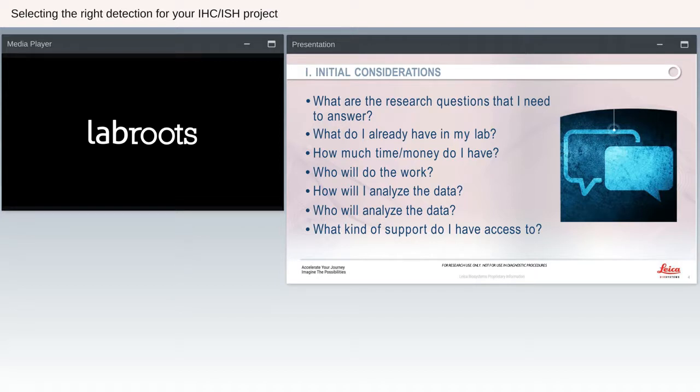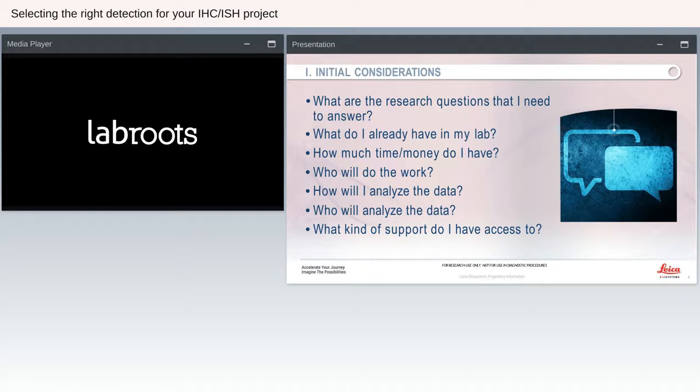So who will analyze the data? That's always fun to know. Will it be student helpers doing the analysis of the data? Will it be a pathologist doing the analysis of the data? Knowing who these final slides are going to be read and analyzed by will be key in making it useful as well.